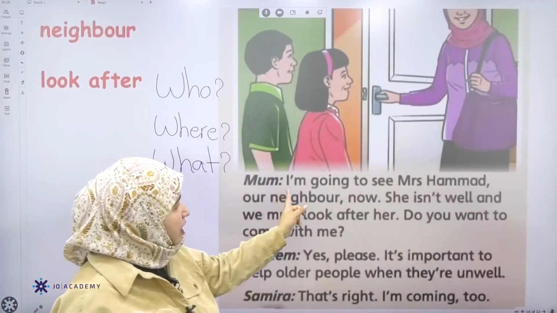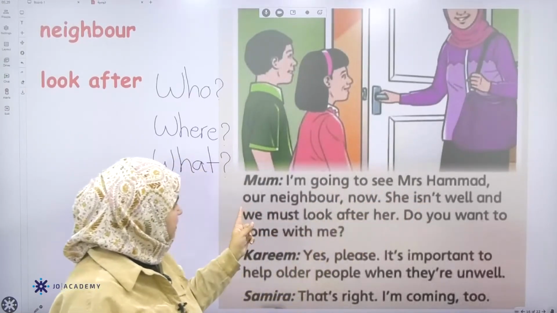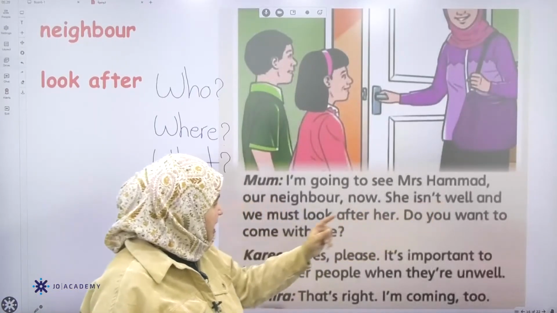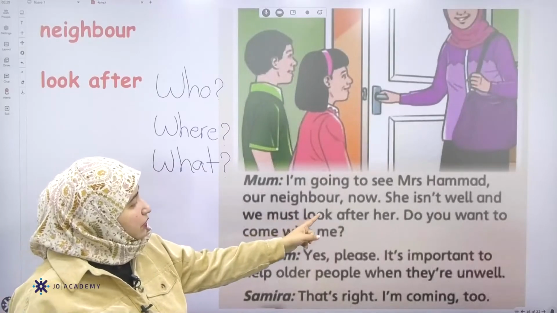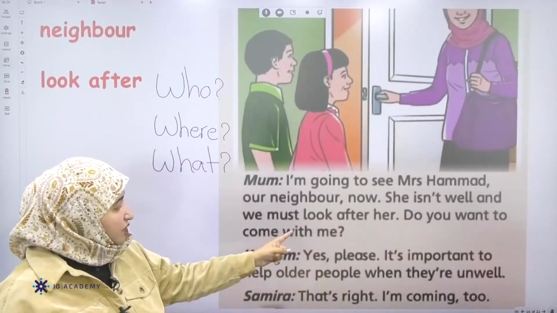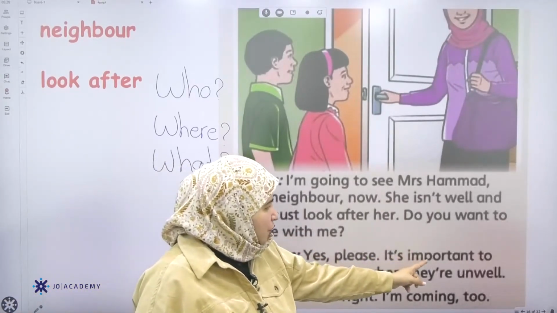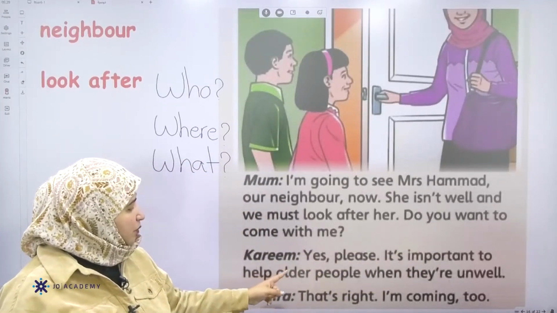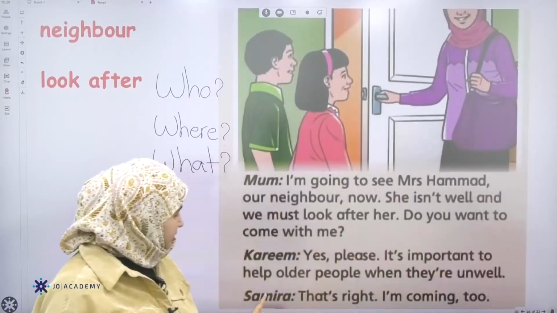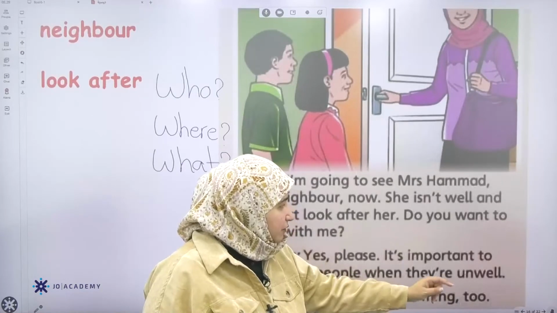Now, mom, I am going to see Mrs. Hamad, our neighbor now. She isn't well, and we must look after her. Do you want to come with me, Kareem? Yes, please. It's important to help older people when they are unwell. Samira, that's right. I am coming too.